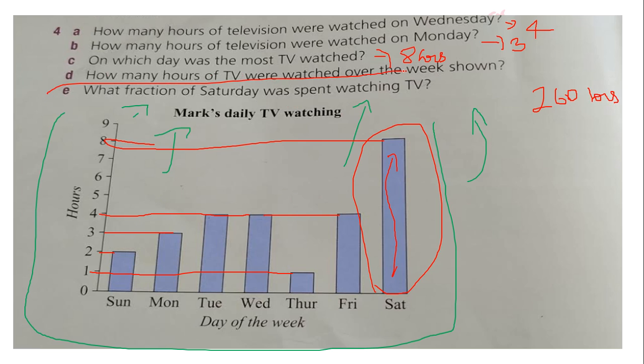So final question, that's E. What fraction of Saturday was spent watching TV? So now we can divide 8 by 24. Then we will get 1 by 3. So that's the answer for this question.